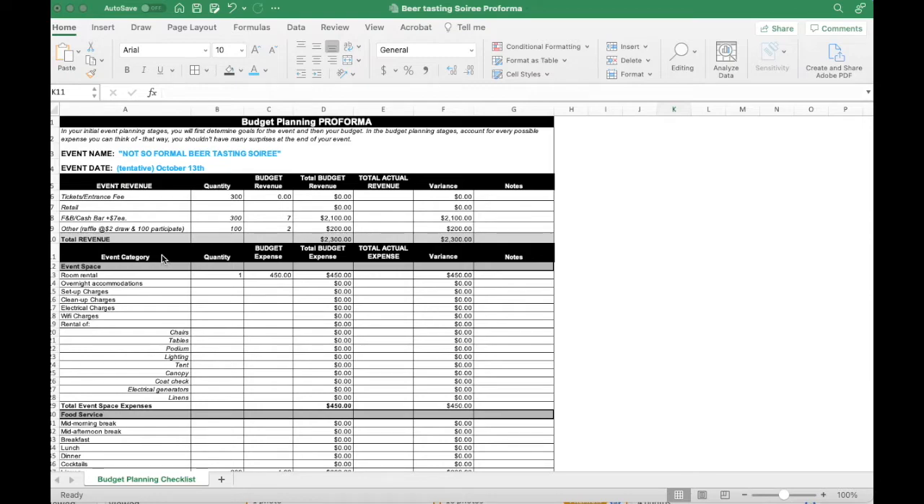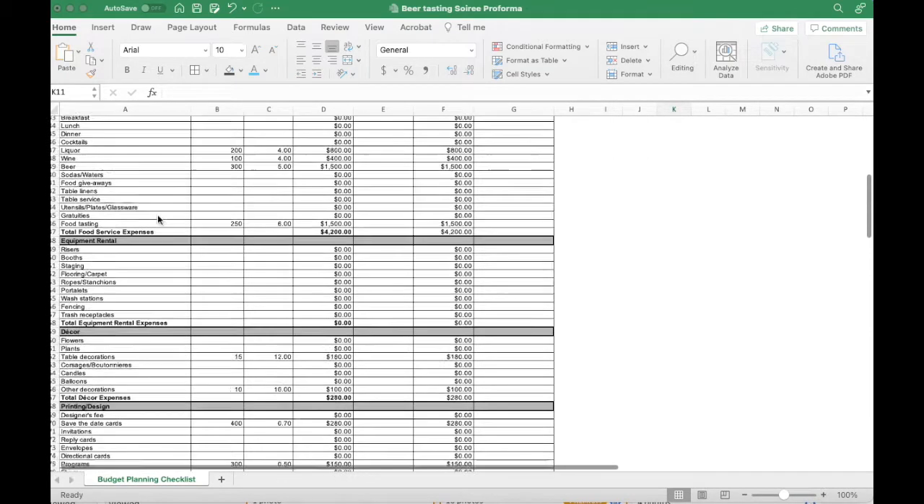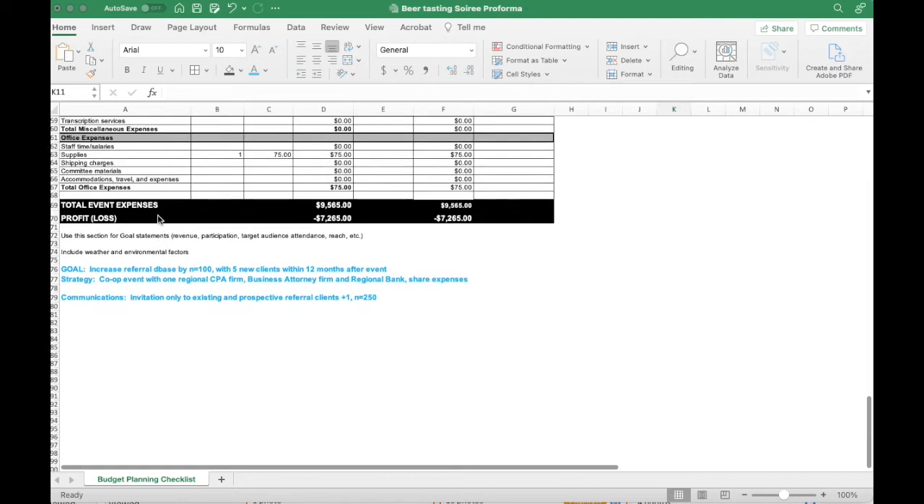In this particular event, let me scroll down, you'll notice at the bottom there's a section for goal statements, and you can put any kind of goals in there. Go through that goal section and you'll see what I'm talking about. And I would include in this any weather or environmental factors that could affect the outcome of this particular event. I'll show you what I mean here in just a second.